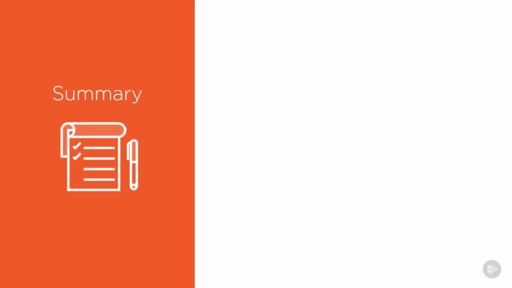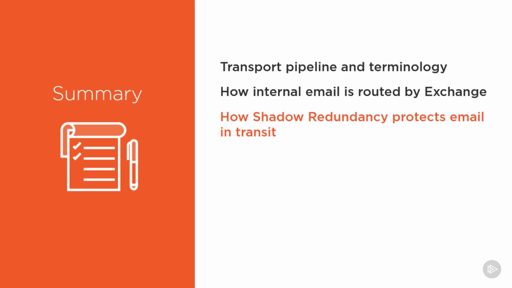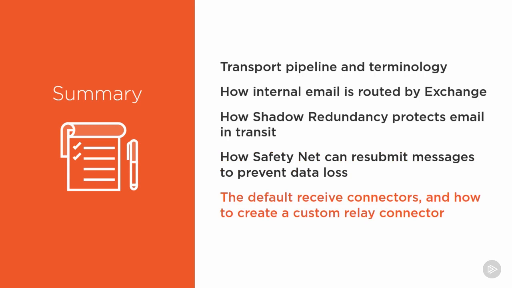So let's wrap up this module here. We had a look at the transport pipeline and some of the key terminology when it comes to transport and internal mail flow. We also looked at how internal mail is routed by Exchange within the organization, how shadow redundancy protects our email in transit, and then how SafetyNet builds on that by storing mail that can be resubmitted to prevent any data loss. Finally, we took a look at the default receive connectors on an Exchange server and how to create a custom relay connector as well.